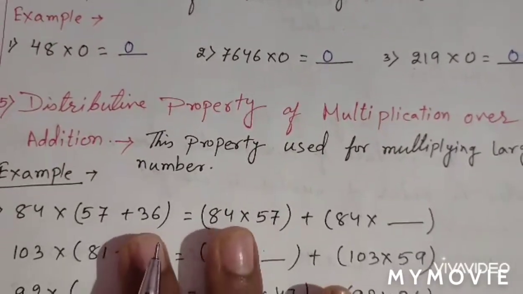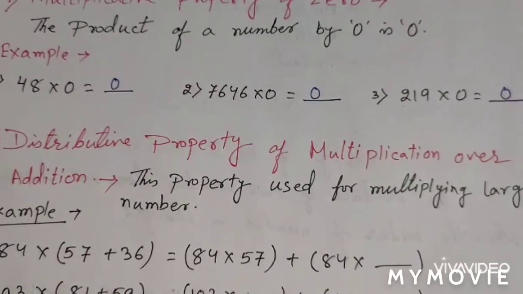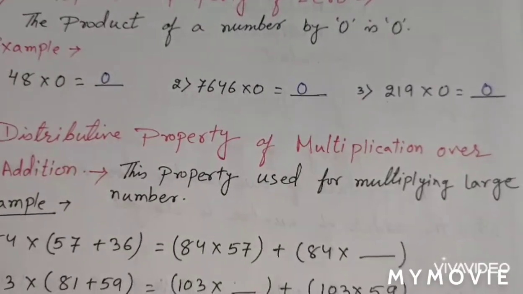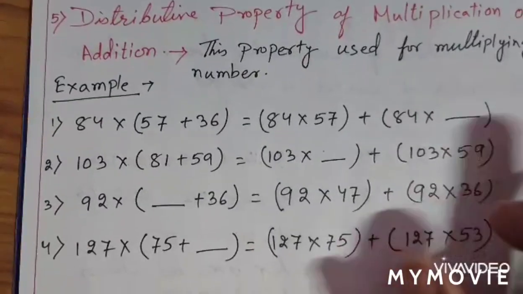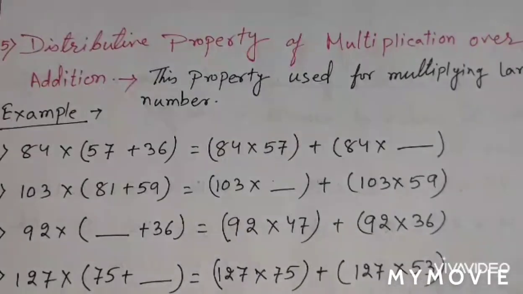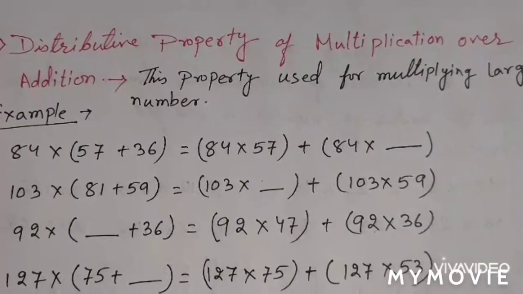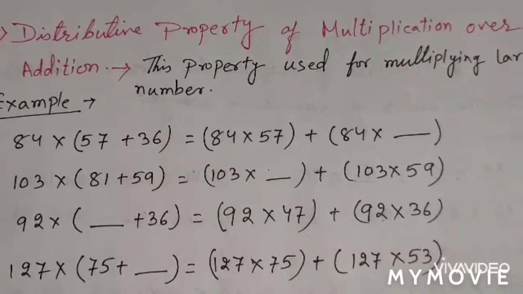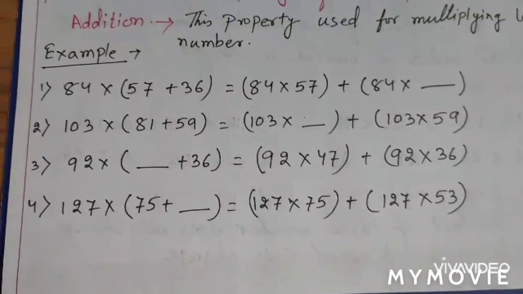Got it? Next is your distributive property of multiplication. Distributive means we have to distribute. Okay, distribute means अलग अलग करना है. This distributive property is used for multiplying larger numbers. Whenever you find a larger number, you have to use this property. Just see the example, it will be better for understanding.